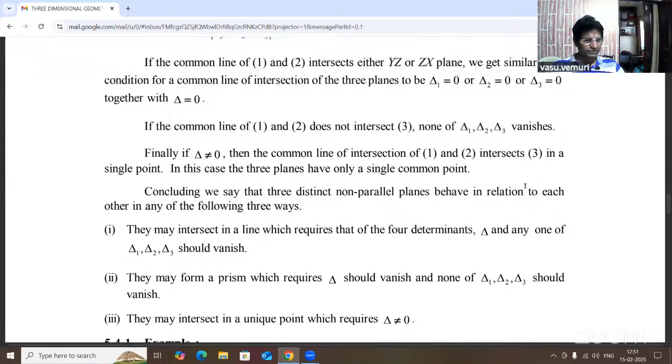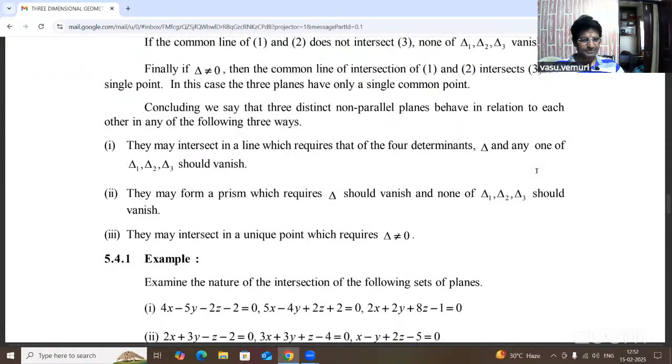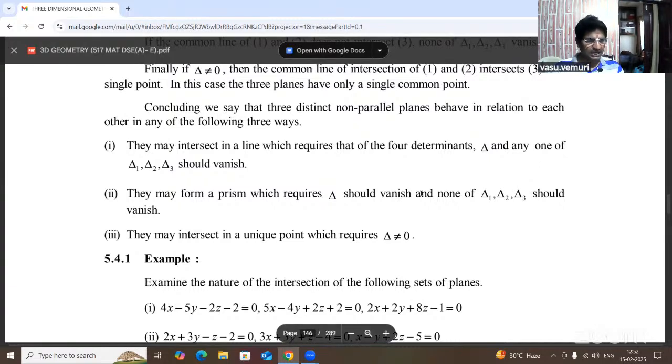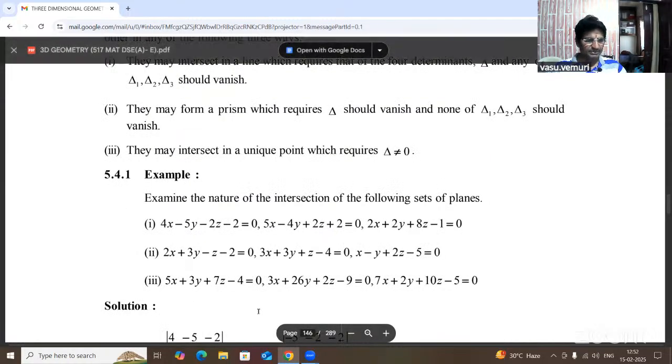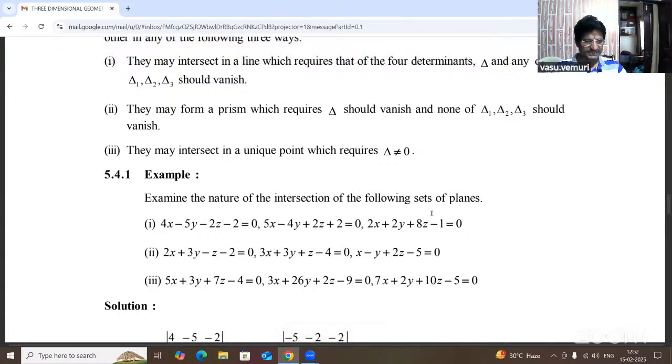Now this is the problem, you just have to see and observe. There are four determinants here: delta, delta 1, delta 2, delta 3. The first condition is, first of all, whether the given planes intersect or not. See the first problem. This problem is very important. Examine the nature of the intersection of the following sets of planes.